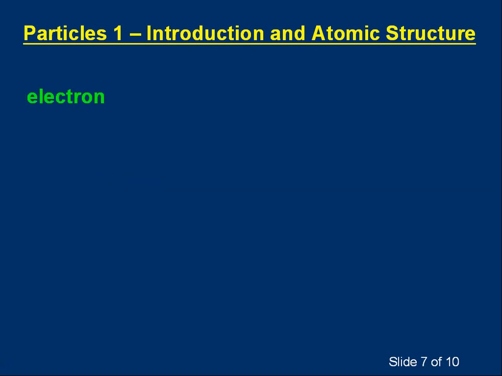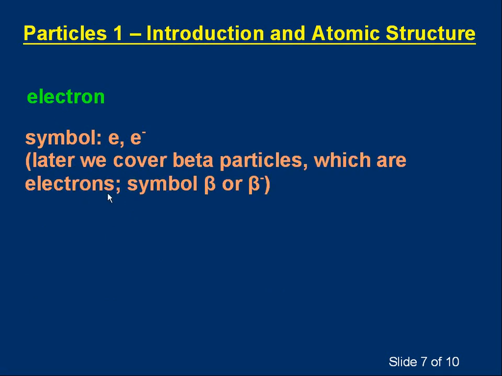Let's have a quick look at the electron. Symbol for electron is a small e, sometimes a small e with a minus sign. Later, when we cover beta radiation and beta particles, you'll learn that a beta particle, symbol of beta, Greek letter beta, or beta with a minus sign, is actually the same thing as an electron. So in fact, all of these symbols really mean electrons.